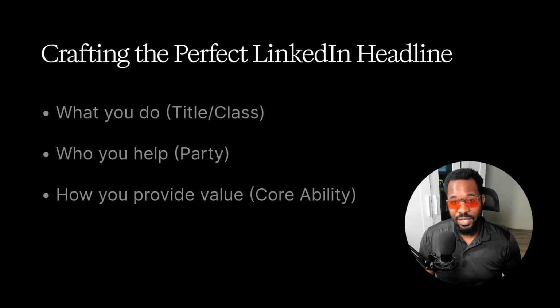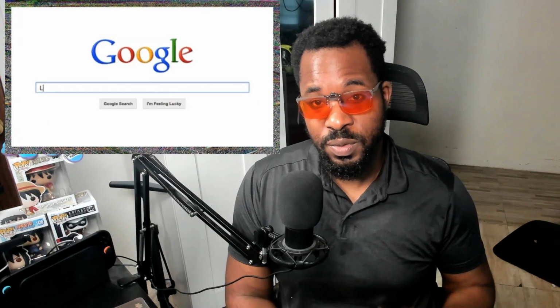Your headline should say what you do, that's your title and class, who you help, that's your party, and how you provide value, that's your core ability. Here's an example for my UX designers out there. I'm a UX designer focused on helping companies build intuitive, player-first interfaces using Figma and Unity UI. It's searchable, specific, and it shows you're built to solve real problems for these companies.